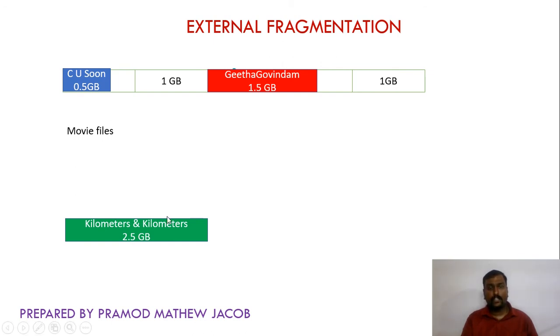But when I am trying to copy this 2.5 GB movie to this memory location, it is impossible because this 3 GB space is scattered. It is not a continuous block to store this particular file. A file can be stored only if there is continuous memory space available. So this is what is called external fragmentation, wastage of memory due to the scattered storing of files or variables in a particular memory.